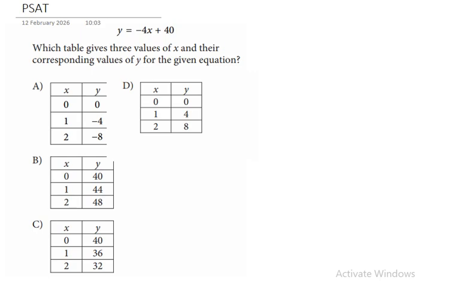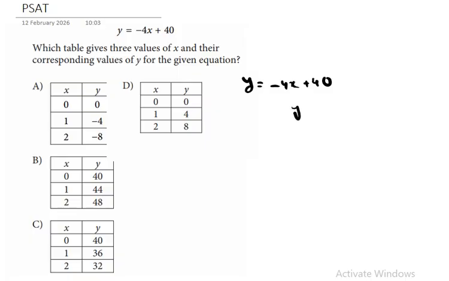That means for every x value we must substitute into the equation, then calculate y, then check which table matches. So let's solve it step by step now. We are given y is equal to minus 4x plus 40. Okay, so let's understand what this means. This is a linear equation in a slope intercept form.